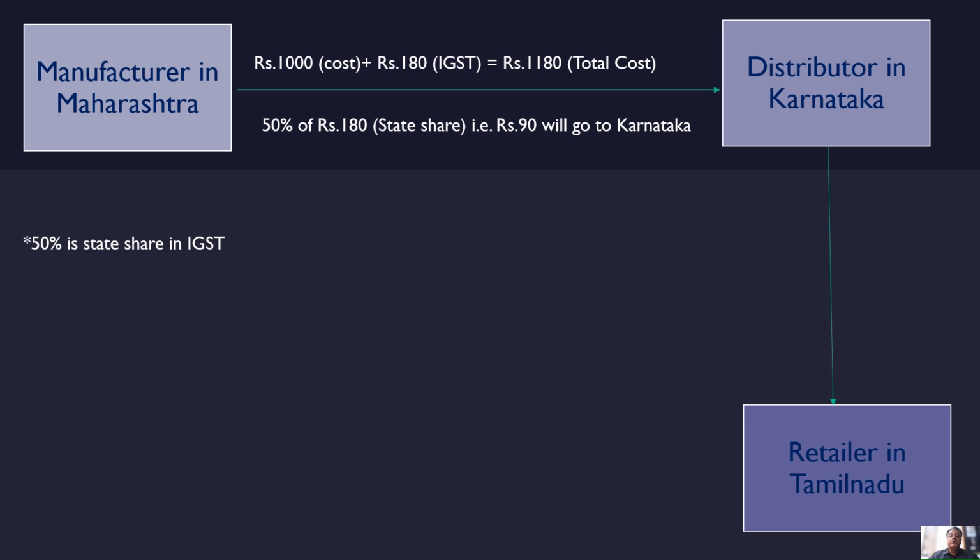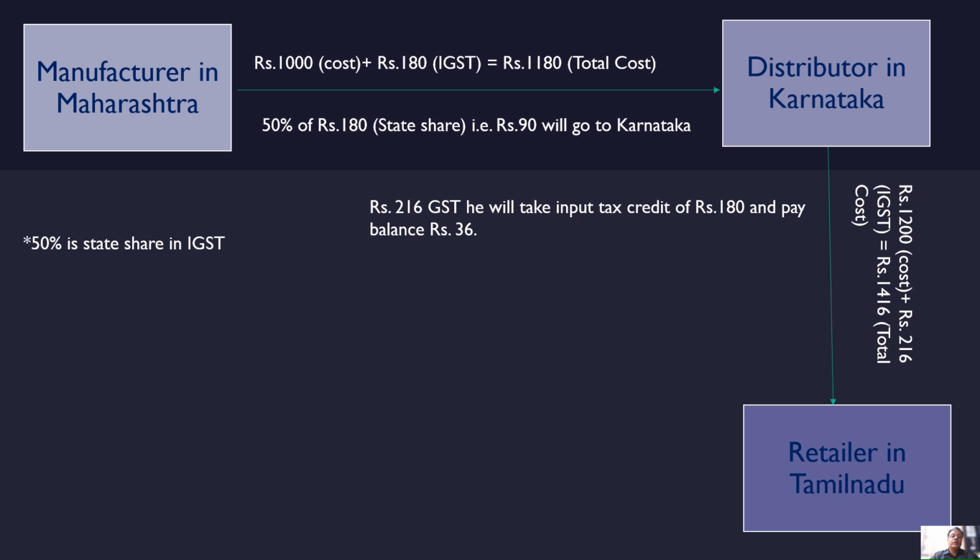Now further, a distributor in Karnataka supplies the same goods to a retailer in Tamil Nadu. He charges 1200 rupees, so there is a markup which he puts. So 1200 rupees plus 18% GST, that is 216 rupees. So 1416 rupees, IGST inter-state supply, he charges to the retailer in Tamil Nadu. Now in the 216 rupees which the distributor collects from the retailer in Tamil Nadu, already 180 rupees ITC has been paid. So he adjusts 180 rupees as ITC and pays a tax of a cash component of 36 rupees to the Karnataka government.